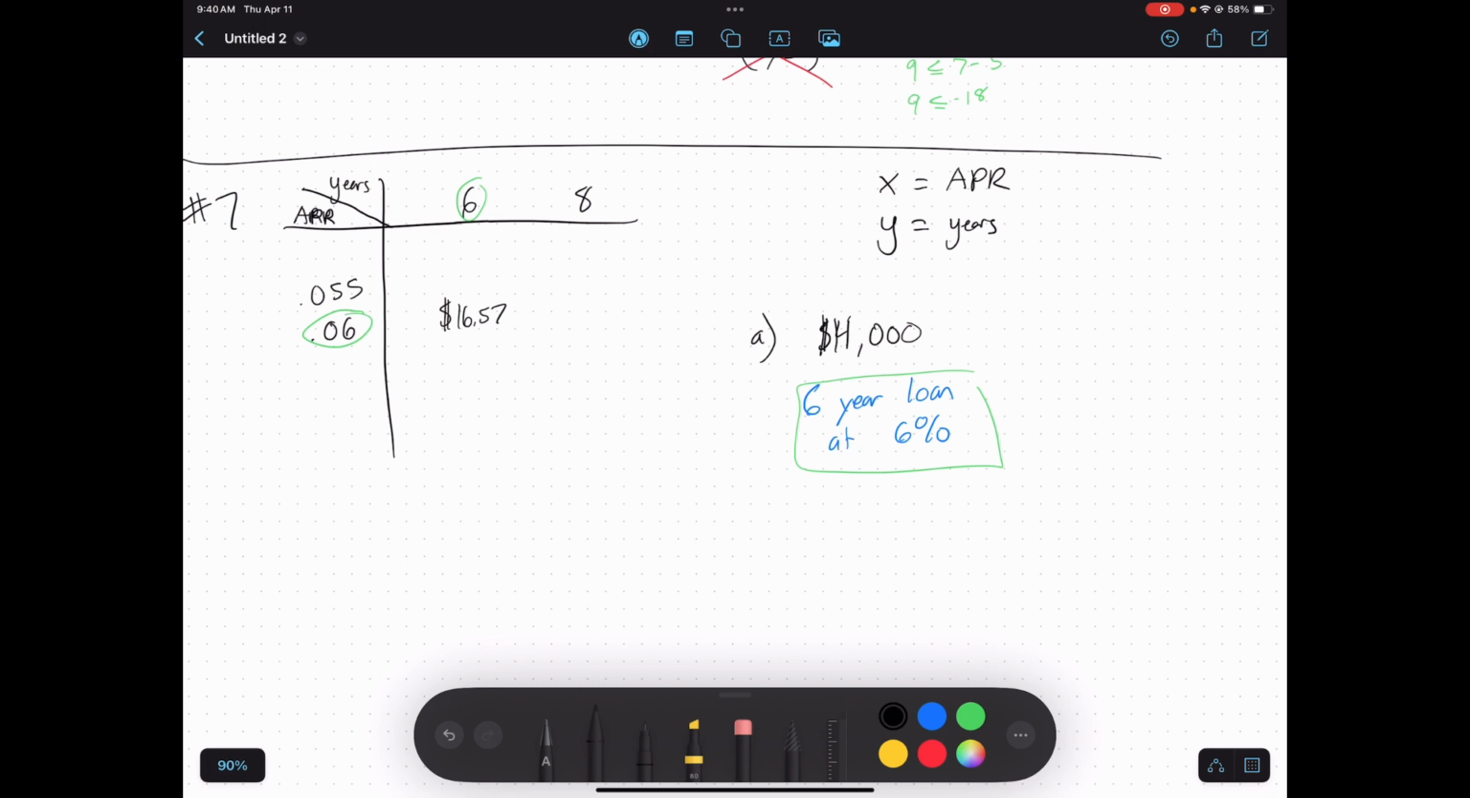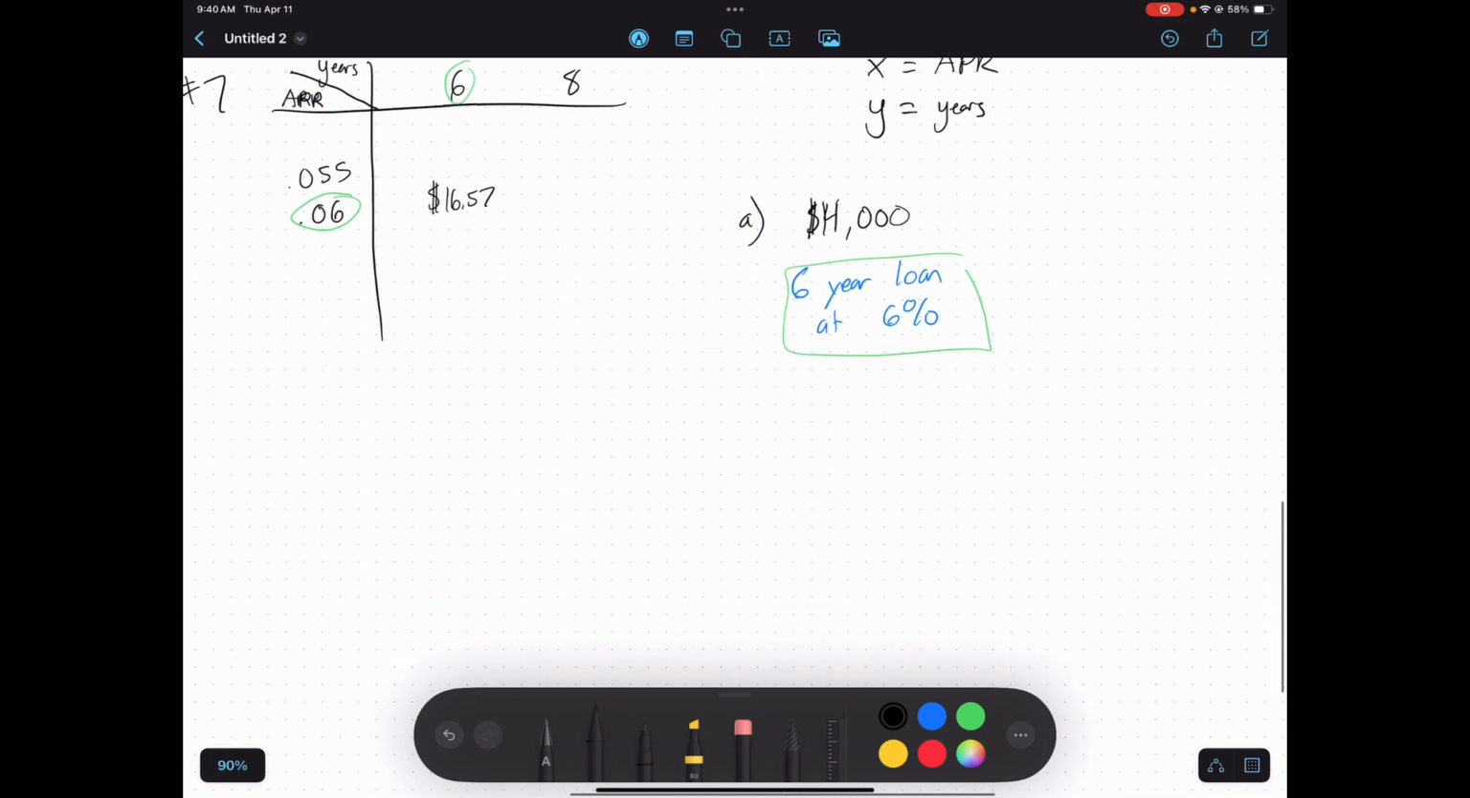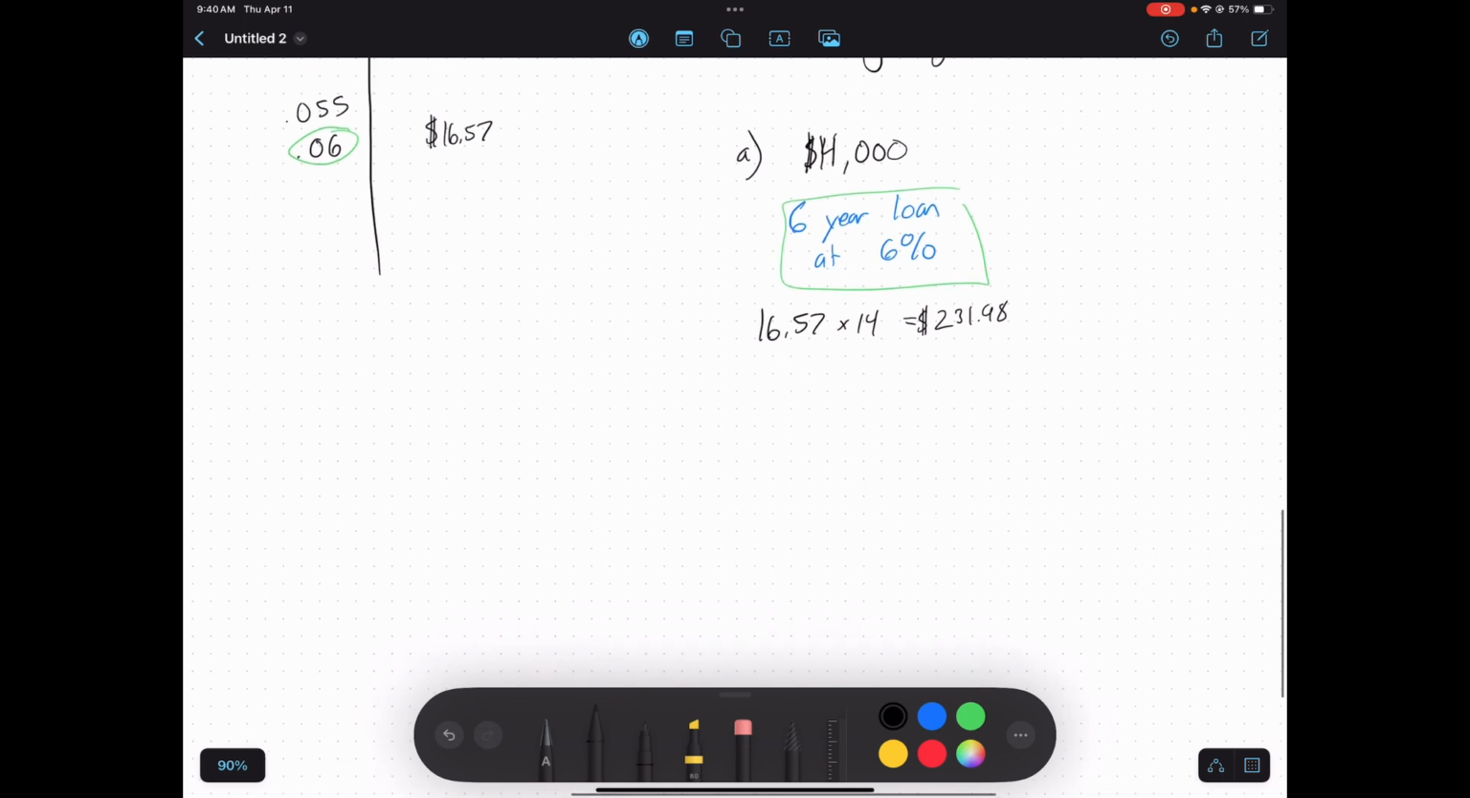Is that my monthly payment? No, remember, that's my monthly payment per $1,000 that I borrow. How much am I borrowing? I'm borrowing $14,000, so I'm going to do $16.57 times 14, and I get $231.98, right? Because I'm borrowing $14,000, so I multiply that value by 14.